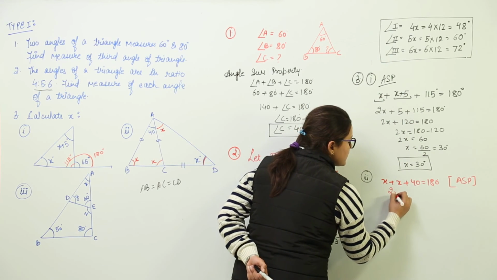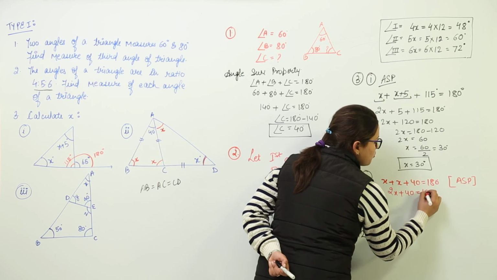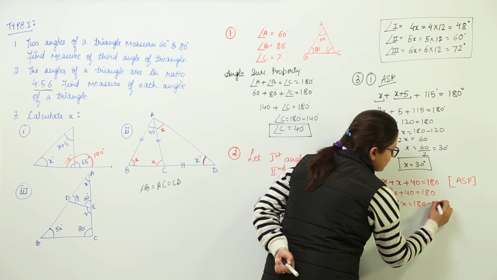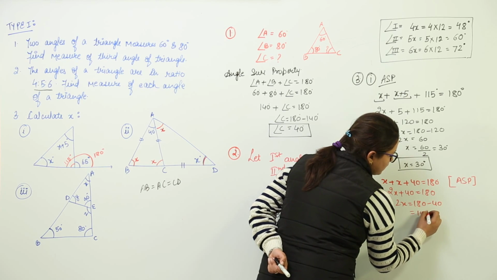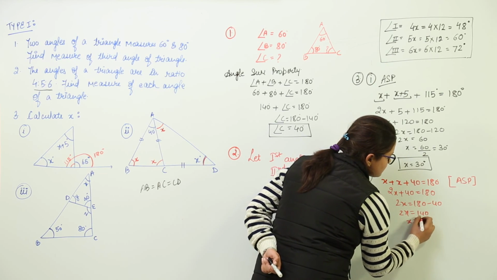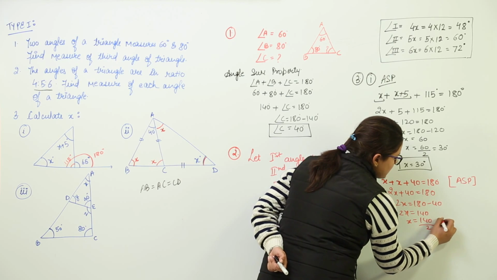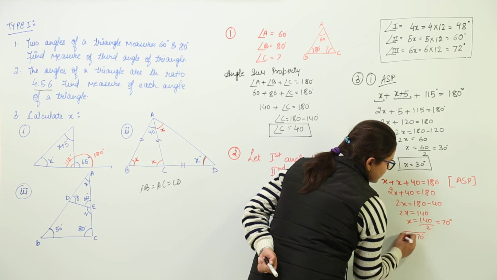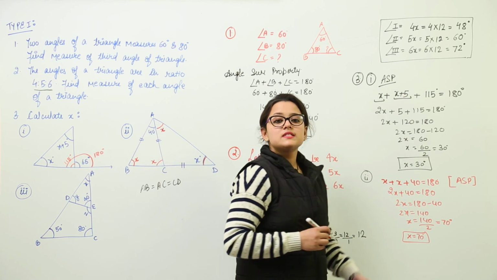We get 2x plus 40 equal to 180. Here 2x is equal to 180 minus 40, giving us 140, and x comes out to be 140 over 2, that is 70 degrees. That means what is the value of x in the second part? That is equal to 70 degrees.